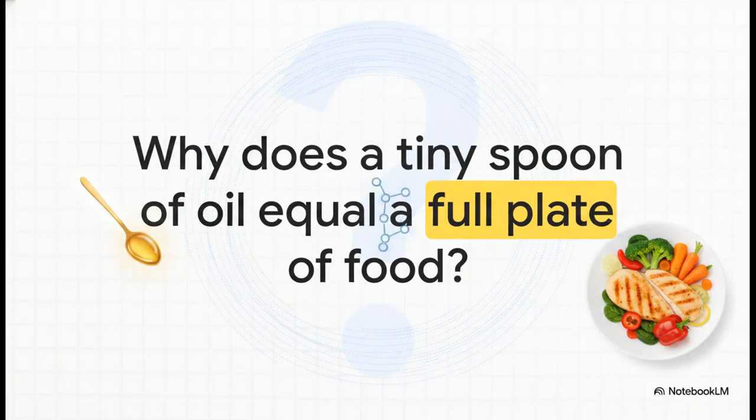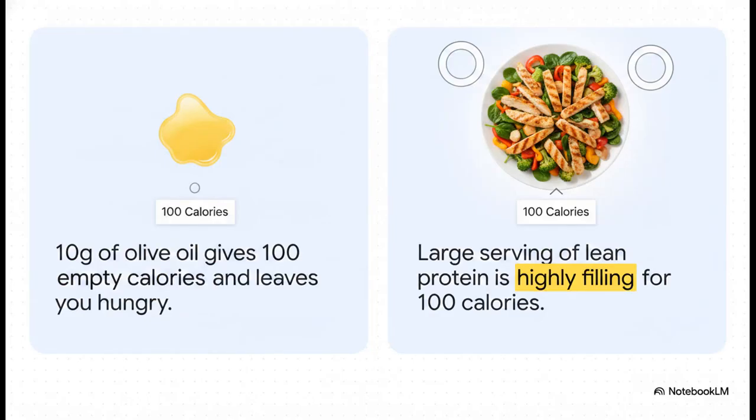Now, I want you to consider this kind of fascinating question. Why on earth does a tiny little spoon of oil pack the exact same caloric punch as a massive, overflowing plate of veggies and lean meat? I mean, it sounds almost completely unfair, right? But understanding the answer to this is absolutely crucial. It's the key to breaking the illusion that all food volume is created equal. It all comes down to the calorie density trap.